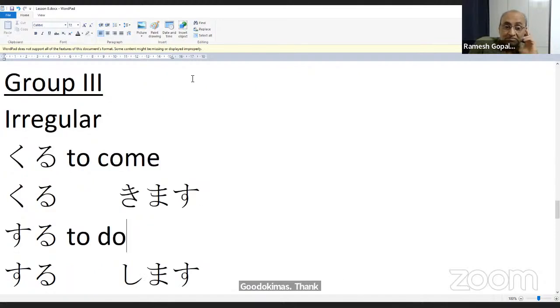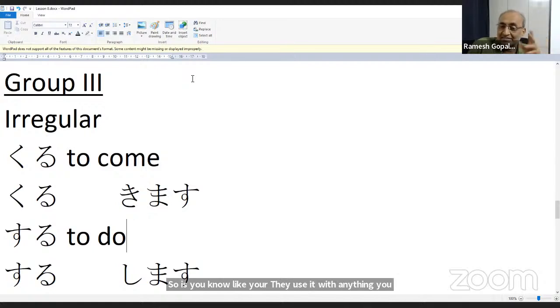Then you have suru. Suru, to do. Suru shimas. Suru is like, they use it with anything. You use it with any noun. Suru. You get a verb. So it's very important, these verbs. Suru.